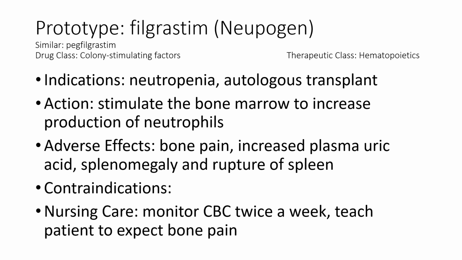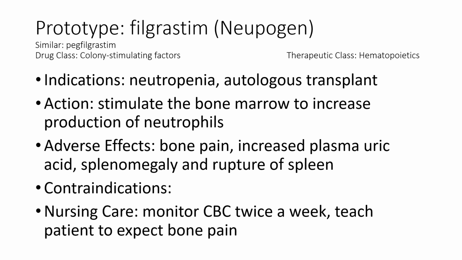Okay, so here's a very commonly used one, filgrastim, or known as Neupogen. Again, for neutropenia, typically related to chemotherapy drugs. The autologous transplant, we won't spend any time on that because really we're concentrating on increasing the white blood cell count in the setting of chemotherapy drugs.